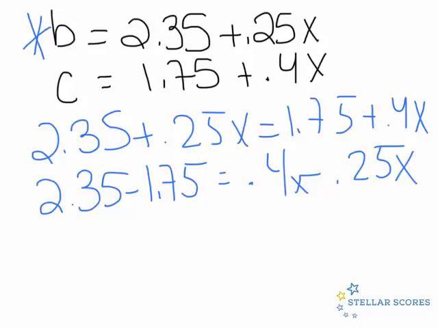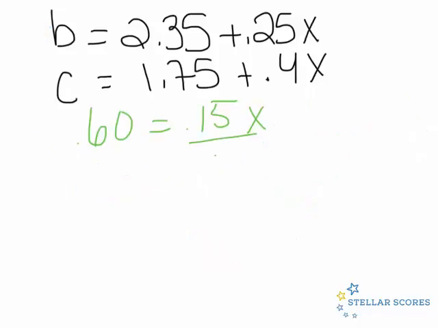well, let's see, 1.75 plus 0.25 would get us to 2, and then I need to add another 0.35 onto that to get me to 2.35. So that looks like it's going to be 0.60, which is equal to 0.40 minus 0.25. So 0.25 plus 0.05 will get us to 0.30, and then we need another 0.10 to get us to 0.40, so that's going to be 0.15x. So 0.60 equals 0.15x.